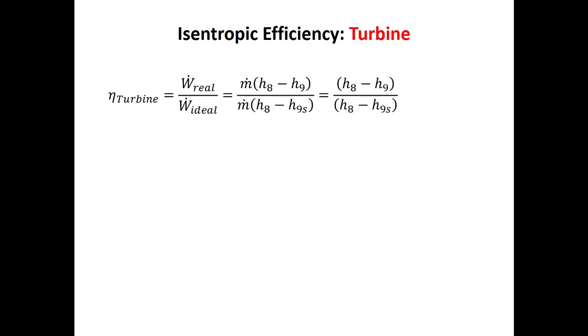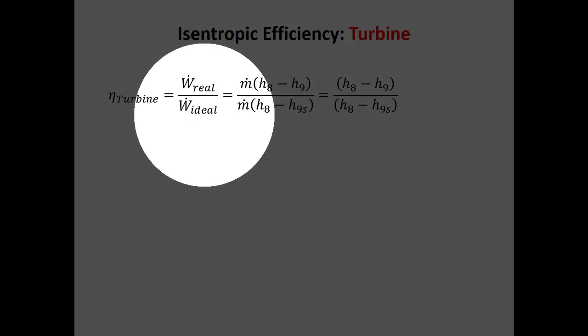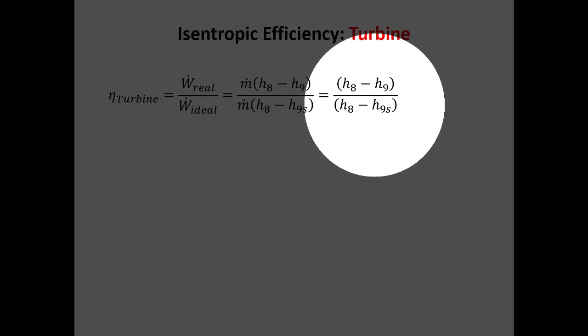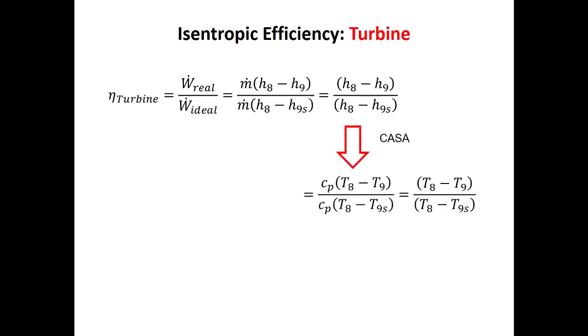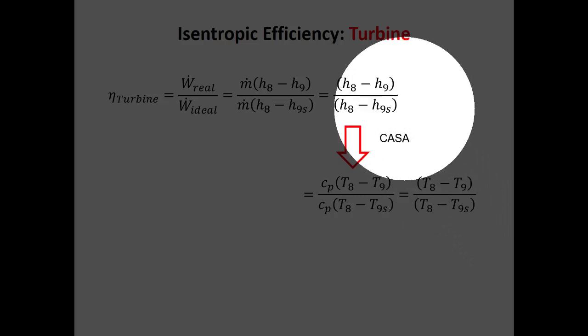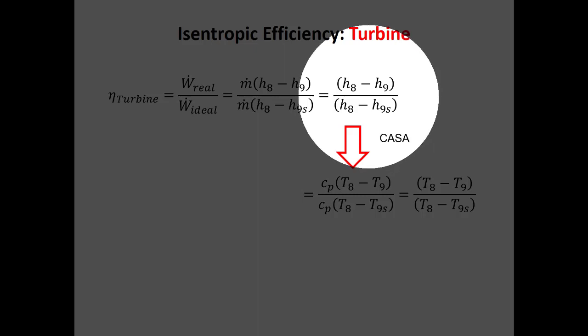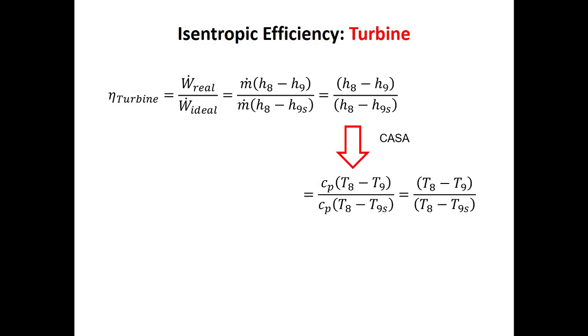I use the same turbine equation that I used before, that my isentropic efficiency here is the real turbine power divided by the ideal turbine power, remembering that the ideal turbine generates more power than the real turbine. I can get a function of specific enthalpies, or I can use a cold air standard analysis to get this as a function of only temperatures. Now, the only temperature I don't know in this case is T9, or if I'm doing an air standard analysis with variable specific heat, the only thing I don't know is H9. So I can use the turbine efficiency to find either T9 or H9.